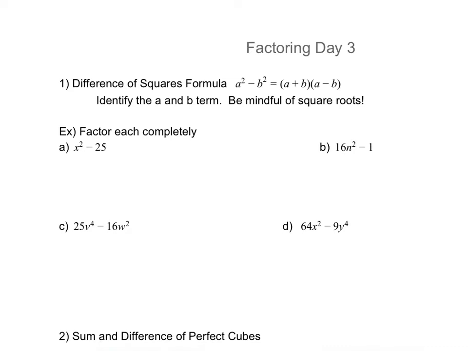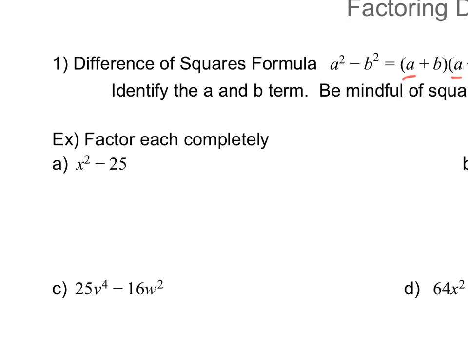So difference of squares is the first one we're going to talk about. If you have a perfect square minus another perfect square, you take the square root of each. So like this, see how it's a and not a squared, excuse me. This is a. You do a plus b and a minus b. The most common mistake people make is they forget to take the square root. Don't do that.